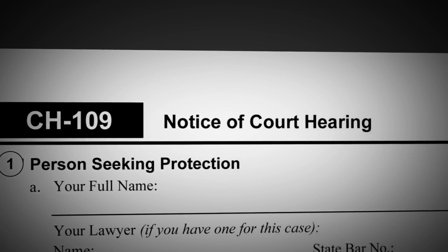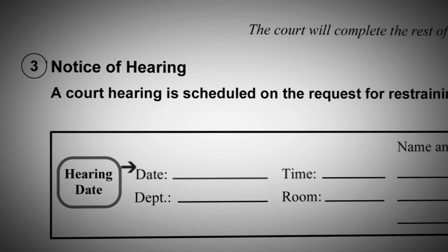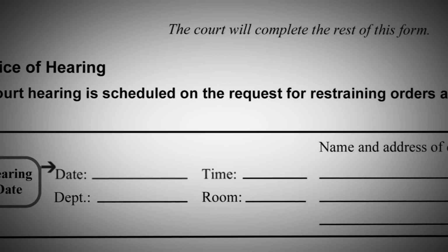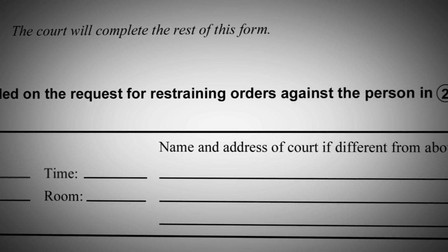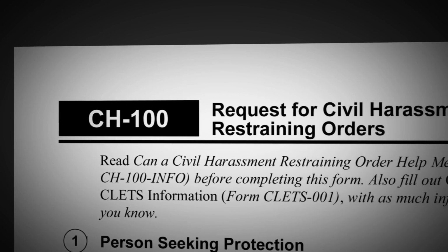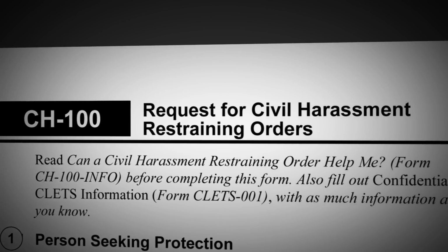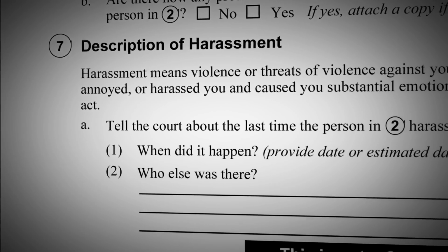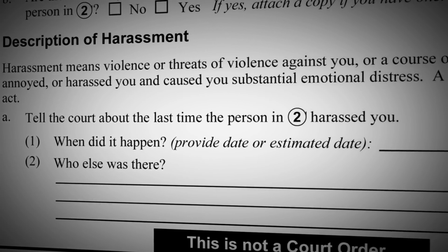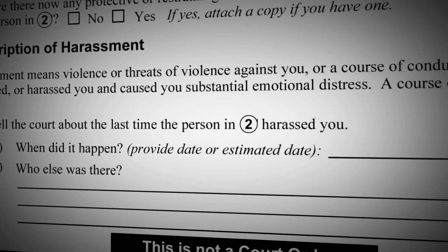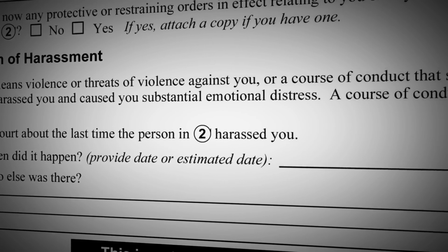Form CH-109, Notice of Court Hearing, tells you when and where a judge will consider evidence and decide whether to make permanent restraining orders against you. Form CH-100, Request for Civil Harassment Restraining Orders, tells you how the protected person says you harassed him or her and what permanent restraining orders he or she is asking the court to make.